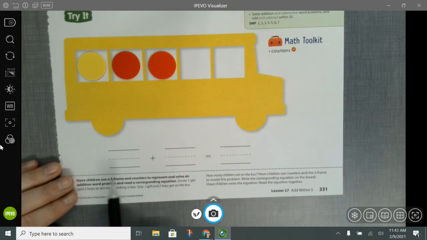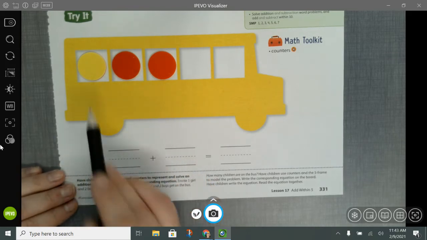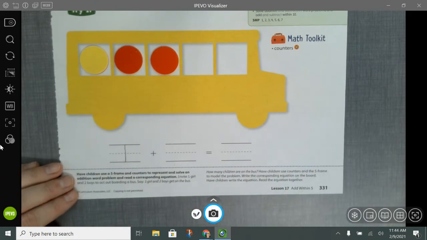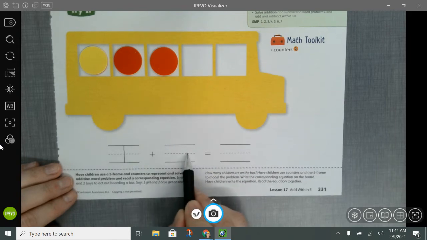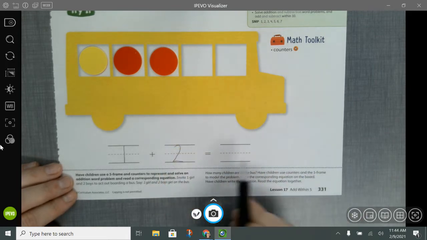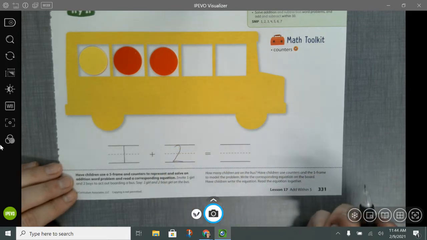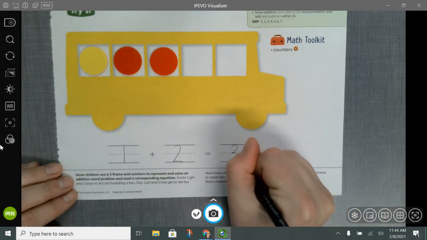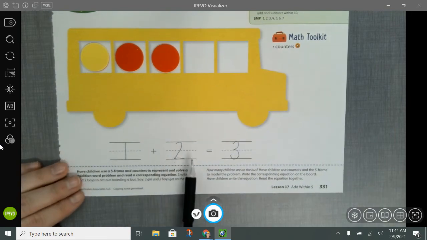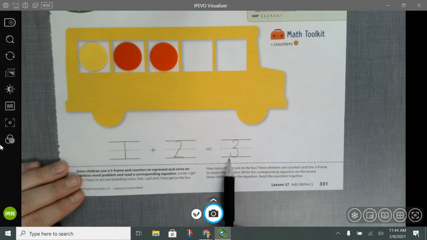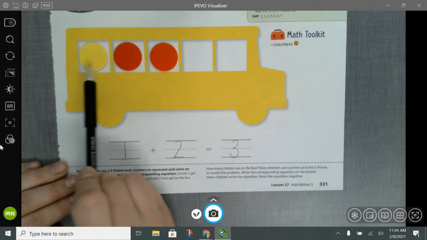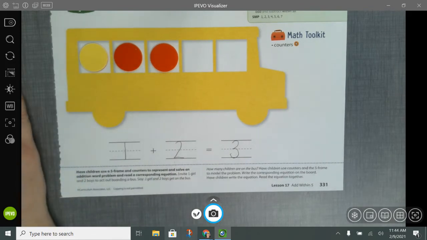So now we want to write the math problem down here that matches it. So how many? Good. 1 plus how many? Good. 2 equals how many altogether? Excellent. So let's read it together. 1 plus 2 equals 3. And our counters up here show us the same thing. 1 plus 2 equals 3.